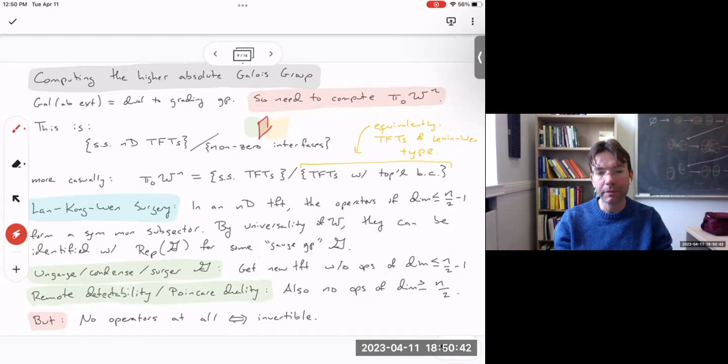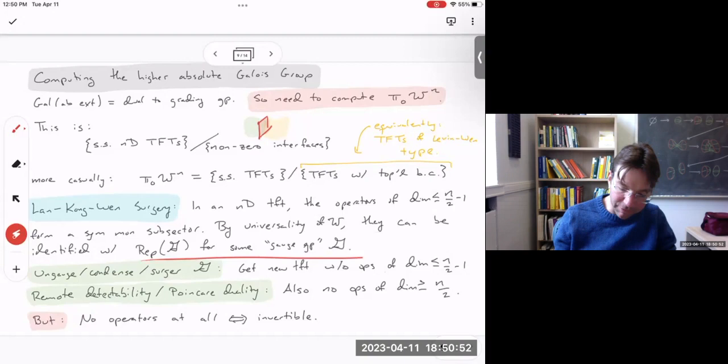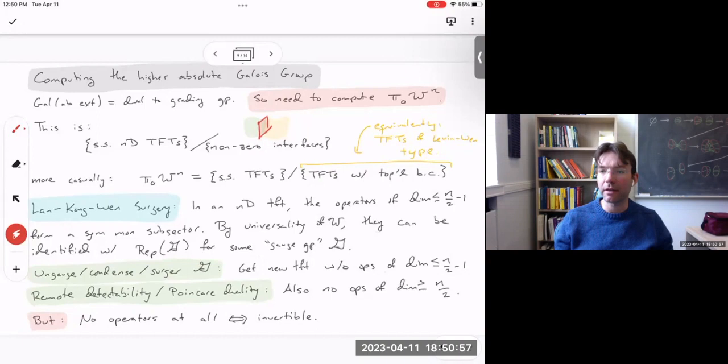And specifically, I can recognize my subsector of low dimensional operators as Rep G for some kind of gauge group G. They become like the Wilson operators for a gauge theory. I can think of them that way. And I can then ungauge that G operator. Some people call it ungauging, some people call it condensing. I want you to think of it as surgery. I want you to think that I'm surgering along these operators, if you know surgery theory for manifolds.